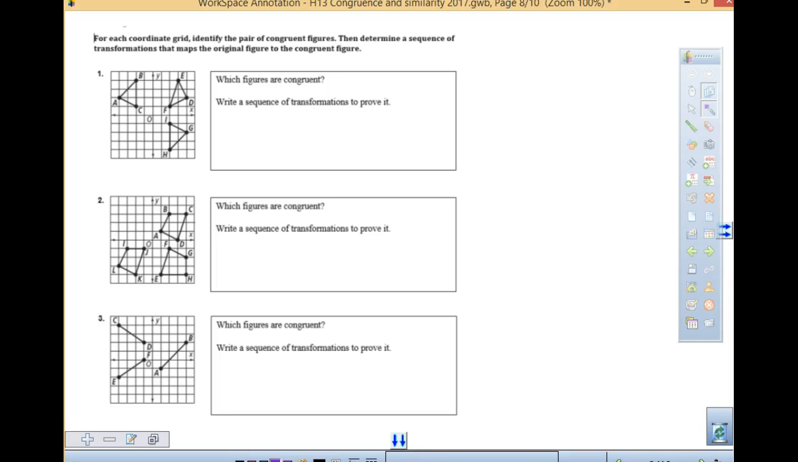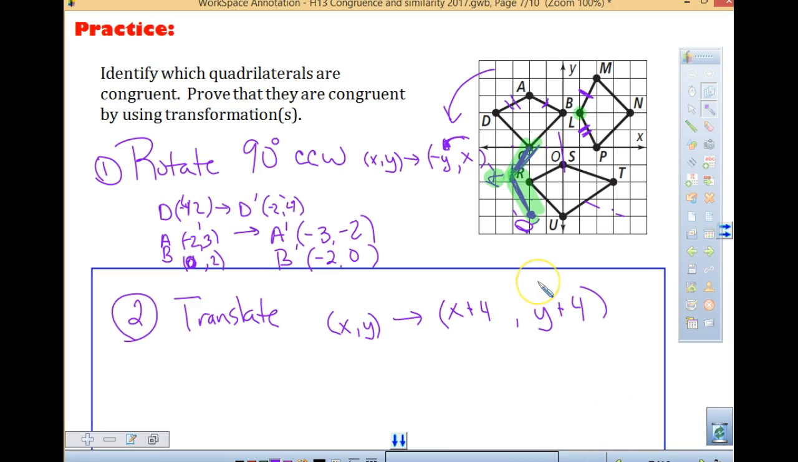This is what your worksheet looks like. It says which figures are congruent. There's always one that's not. Then it says write a transformation. And just like we did in our homework, the answers in the back are only going to list this. When I look at the answer in the back, it's going to show: rotate 90 clockwise, translate, and it might have this, or it might say to the right and up. I need to see how you did that, right? I need to see at least part of them.